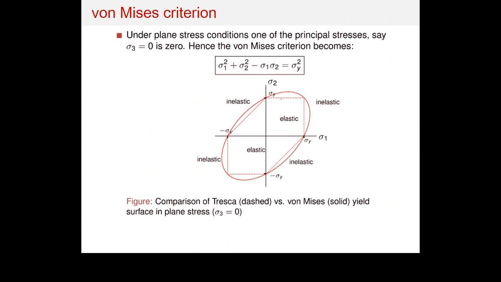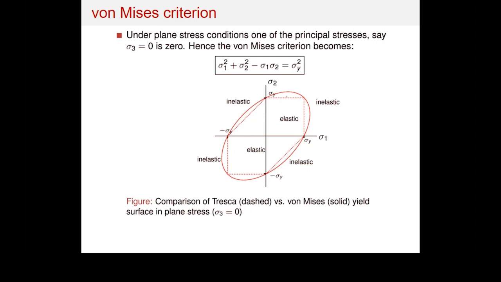So you can see Tresca compared to von Mises. The dashed line is the Tresca one, and the continuous line is the von Mises one. So you see that the von Mises is slightly less conservative than Tresca. Tresca would consider the yield to be happening within a smaller region, whereas the von Mises would consider the yield to be happening within a larger region.